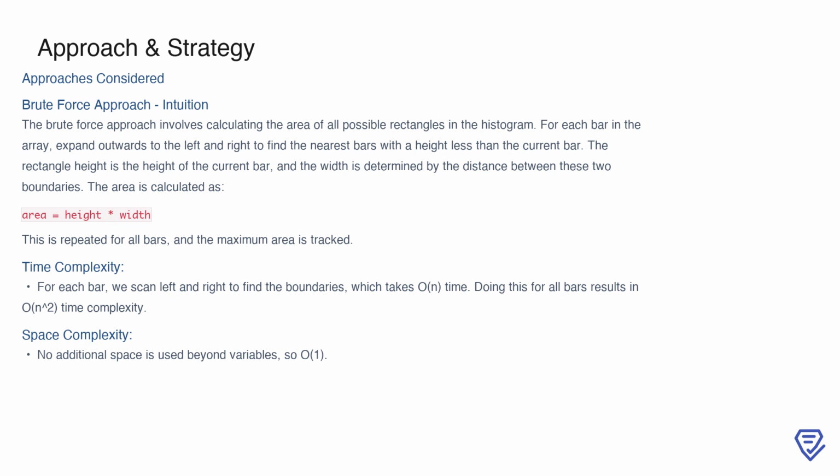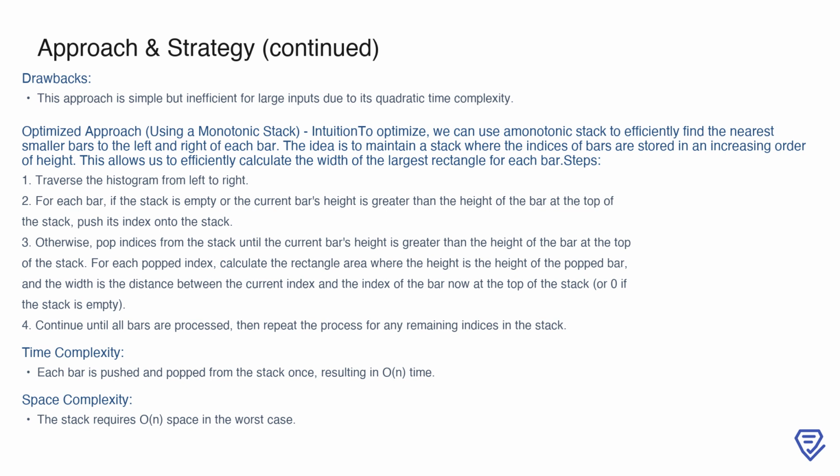However, while this approach is simple to understand and implement, it is highly inefficient. For each bar, we perform a linear scan to find the boundaries, which leads to a time complexity of O(n) per bar. Since we repeat this for all bars, the overall time complexity becomes O(n^2). On the plus side, the space complexity is O(1), as we don't use any additional data structures beyond basic variables. However, the brute force method has significant drawbacks, particularly its inefficiency with larger inputs due to its quadratic time complexity.